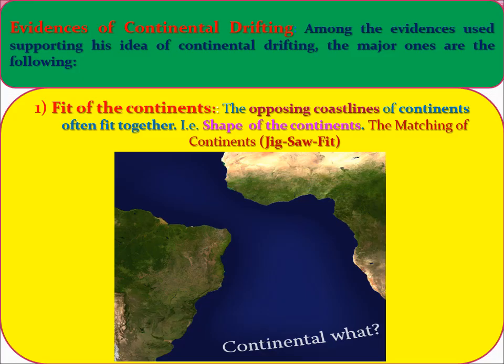Well, among the evidences of continental drifting used to support his idea, the major ones are the following. Kana jechuun maali? Inni biraa continental drifting theory irraa erga dubbanne, ragaan continental drifting theory dhaaf kaayame, evidence yogguu jennu ragaadha.